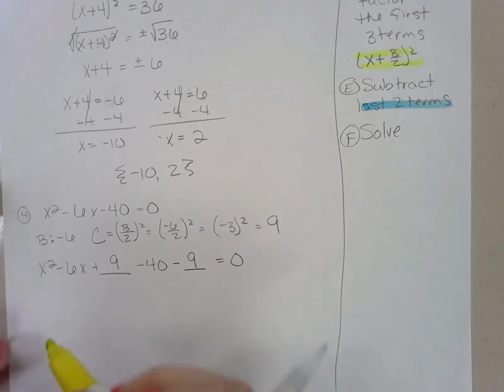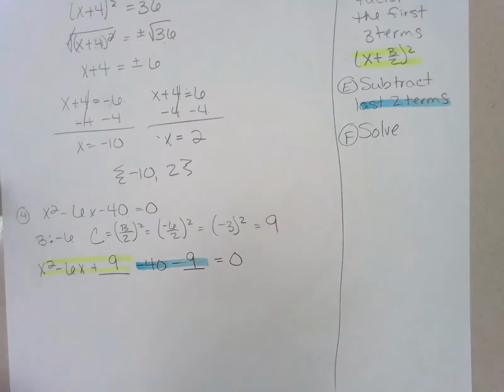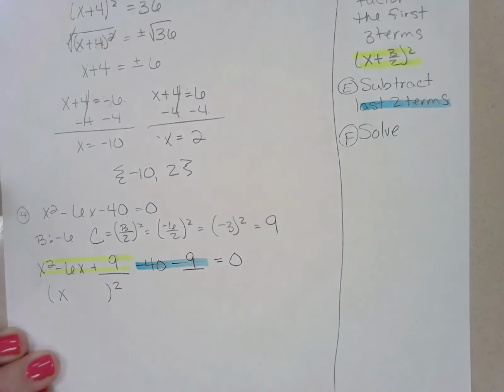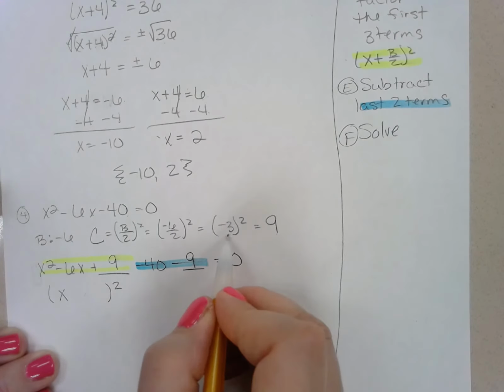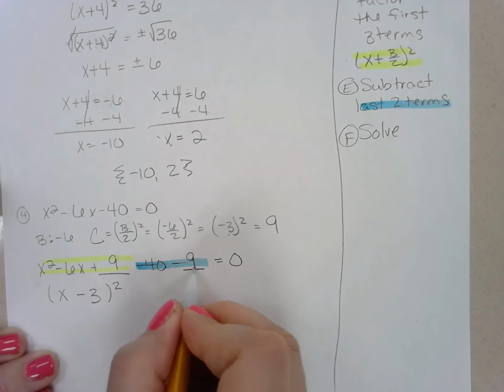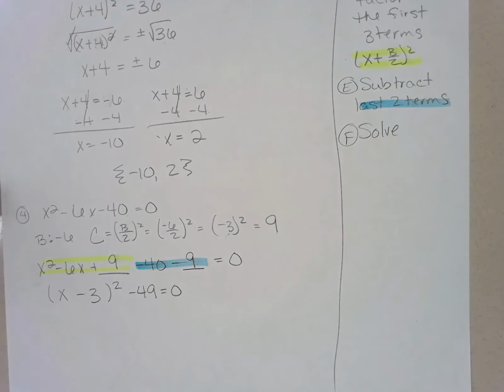And then we're going to use the shortcut to factor the first 3 terms, and then we're going to subtract the last 2 terms. So shortcut factoring says, hey, x in some parentheses squared, and the thing that goes in there is half of your b. Half of b was -3, so we put a -3 in there. -40 minus 9 is -49. So we're at (x - 3)² - 49 = 0.